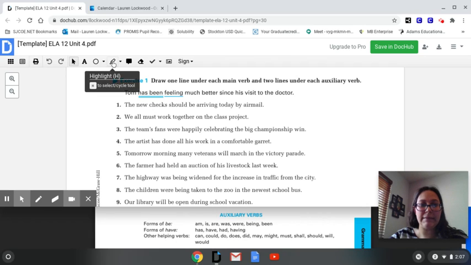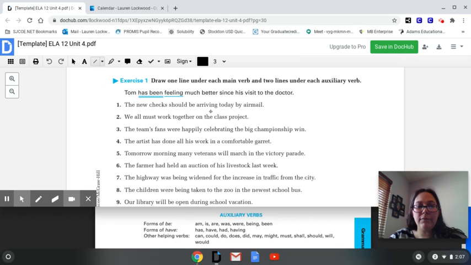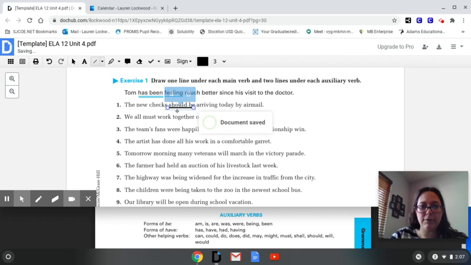We're going to look at this one and see where some of those verbs are. So here we go. New checks should be arriving by today. Should be arriving today by airmail. So here we're going to look at our auxiliary verbs and see which of these verbs is in that sentence. I see the word should and I see the word be, and that's right here. So I'm going to underline should and be with a double underline.